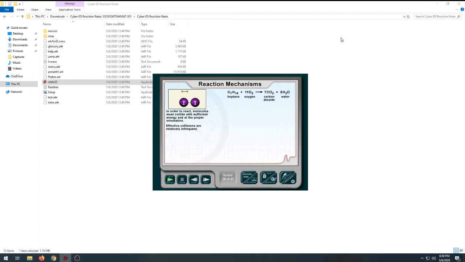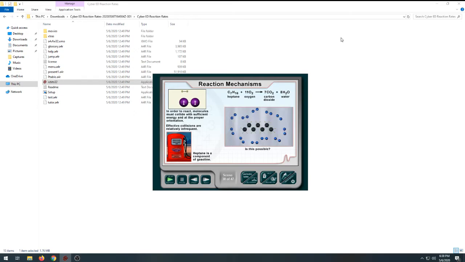Now look at the balanced equation for the combustion of heptane, which is a component of gasoline. One molecule of heptane reacts with 11 molecules of oxygen and forms 7 molecules of carbon dioxide and 8 molecules of water. If it is so unlikely for two molecules to come together with the correct orientation and energy to react, how is it possible for a heptane molecule to collide effectively with 11 oxygen molecules at the same time? The answer is, it is not.